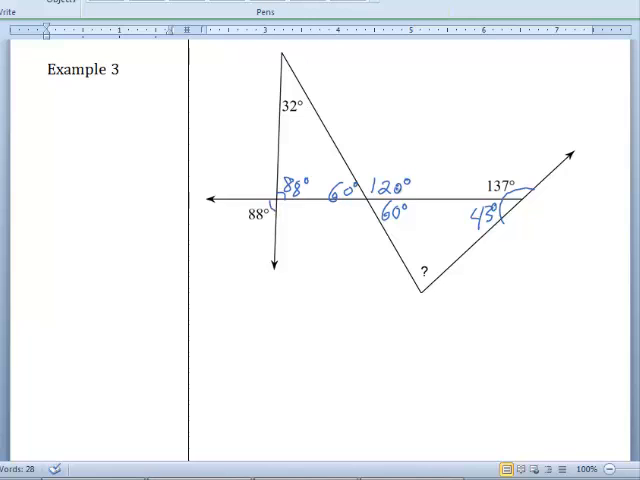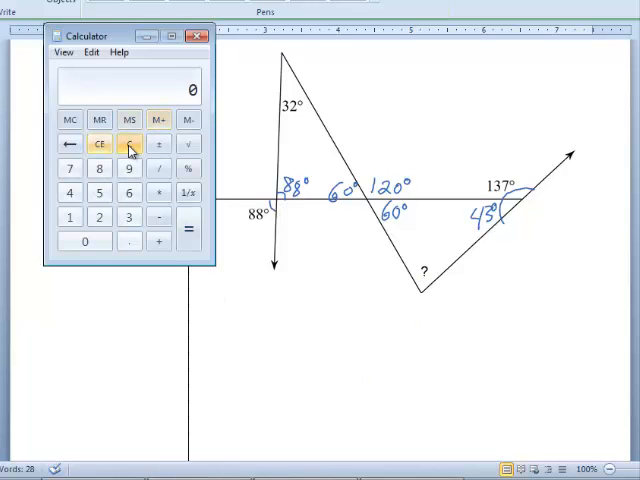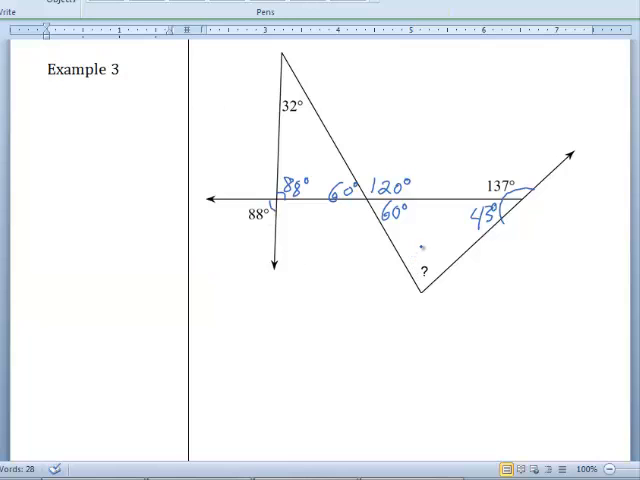All right, now that I've got this triangle down at the bottom, 60 degrees there, 43 degrees there, I can find the final angle right there. So clear the calculator. I've got 180, subtract that 43, subtract the 60 as well, and I'm left with 77. So that should be our angle right here, 77 degrees. Put a box around it, and we're done.